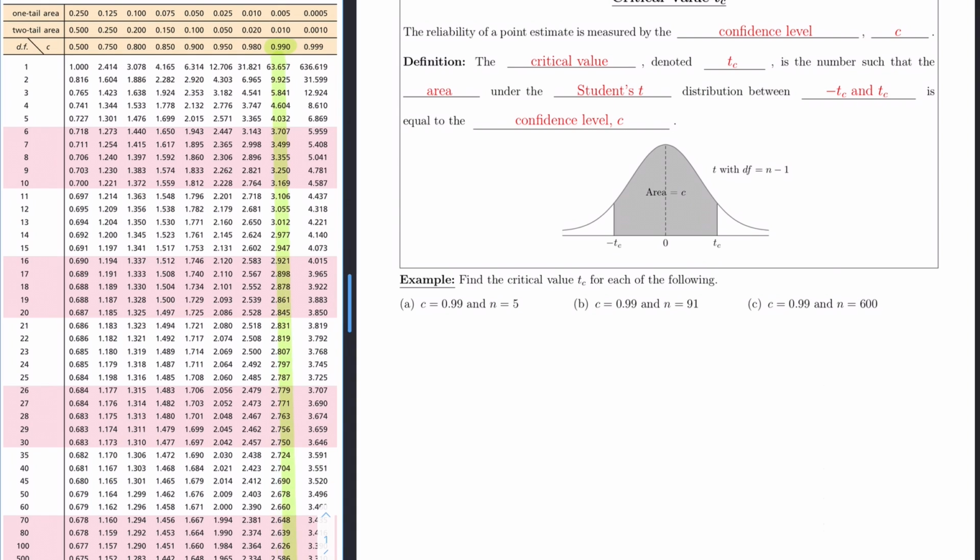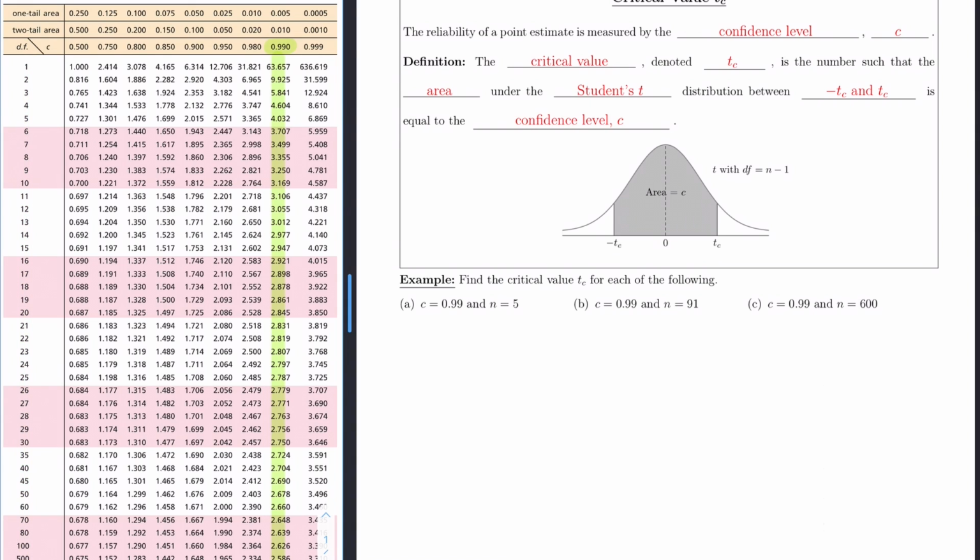And so the numbers in this column are the possible critical values that I'm going to be pulling out, right? They're the possible values for t sub c. I just need to use the degrees of freedom, which are given by these numbers over here on the left. I need to use the degrees of freedom to find the critical value.